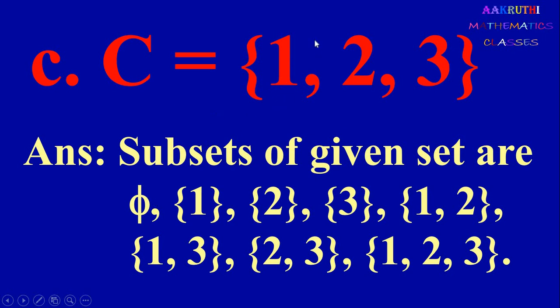You start with empty set, then you write sets containing only one element, that is 1, 2 and 3. Then you start with two numbers, that is {1, 2}, {1, 3}. Then you start with 2: {2, 1} is not possible. Why? Because already {1, 2} is there. So don't write {2, 1}. You write {2, 3}. Then {3, 1} is not possible. Already {1, 3} is there. {3, 2} is not possible. {2, 3} is there. Then it is the same set, {1, 2, 3}. So therefore total number of subsets is 2 to the power 3. So we have 1, 2, 3, 4, 5, 6, 7, 8 subsets.